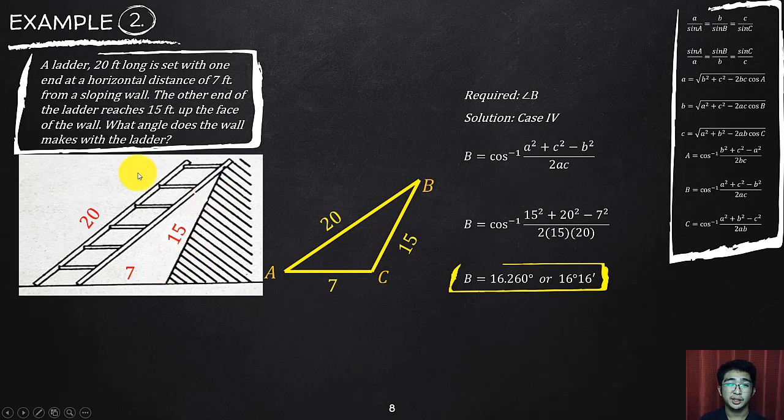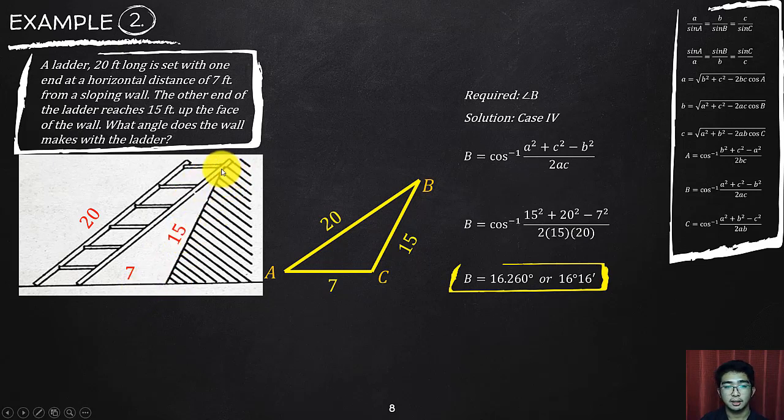We do know that the ladder is 20 feet long, so this particular distance from this part of the wall to the ground, on the ladder, is 20 feet, right? What else do we know? Well, we know that the distance of the foot of the ladder to the wall is 7 feet on the horizontal ground. Also, the other end of the ladder reaches 15 feet up the inclined wall. So this is now 15 feet. Do you see the oblique triangle?